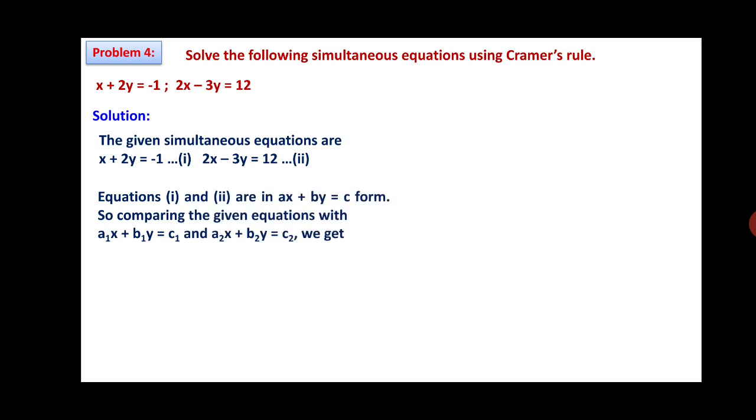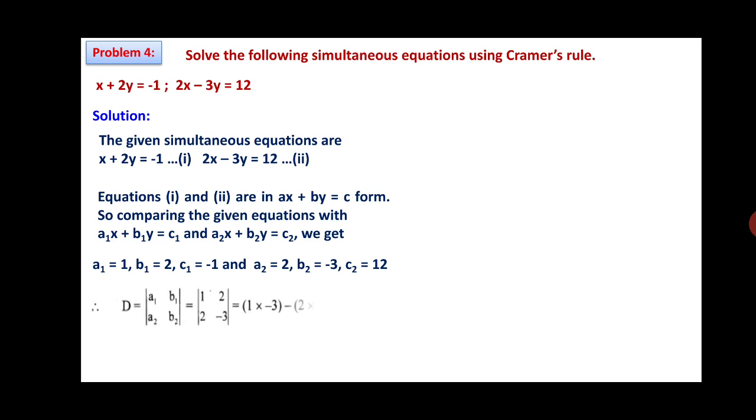Equations 1 and 2 are in the form of ax plus by is equal to c. So comparing the given equations with a1x plus b1y is equal to c1 and a2x plus b2y is equal to c2, what we get is a1 is equal to 1, b1 is equal to 2, c1 is equal to minus 1, and a2 is equal to 2, b2 is equal to minus 3, and c2 is equal to 12. Friends, now d is equal to a1, a2 and b1, b2, which we substitute the values of these: 1, 2, 2, minus 3, which will be equal to 1 into minus 3 minus of 2 into 2.